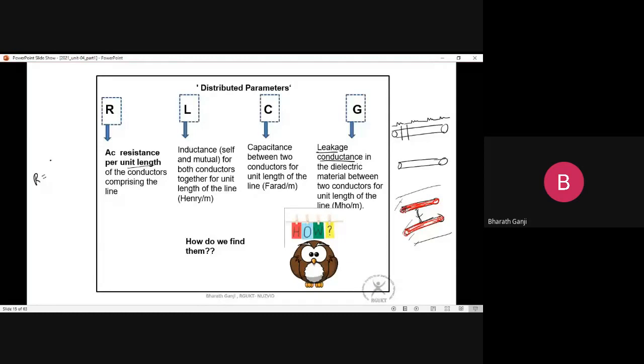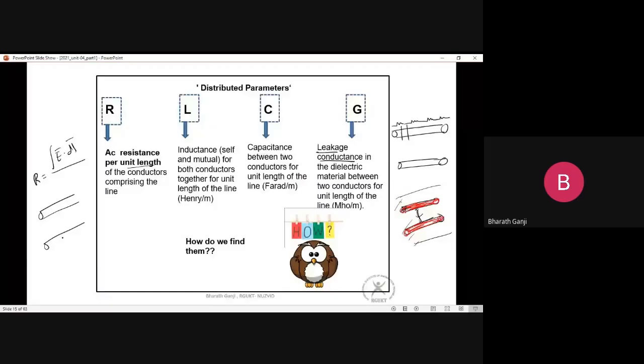So for example, if I have to calculate resistance, I can calculate it by something like this. So I can do integral E bar dot dl. If I know the electric fields on a wire, say for example this is a 2 wire, I want to calculate what is resistance.